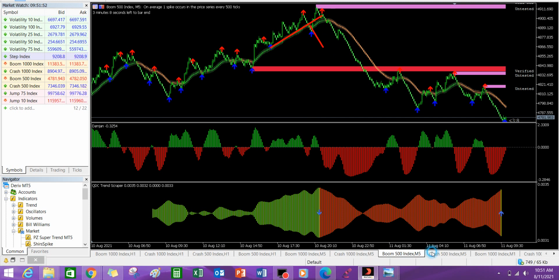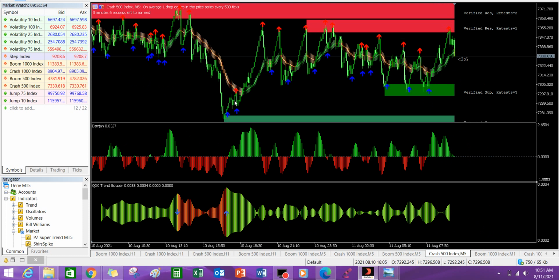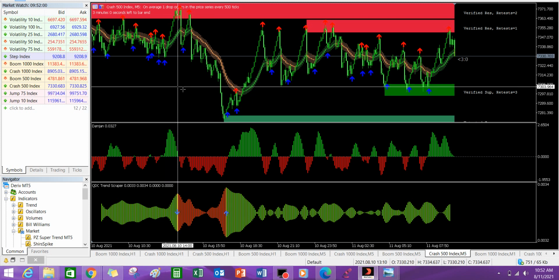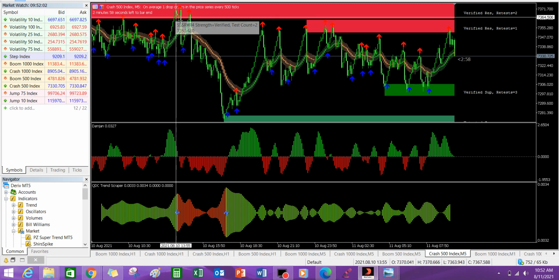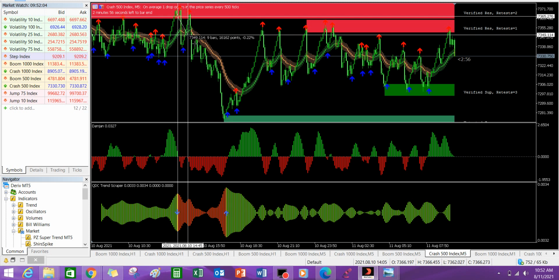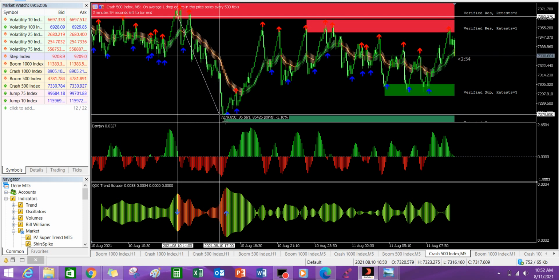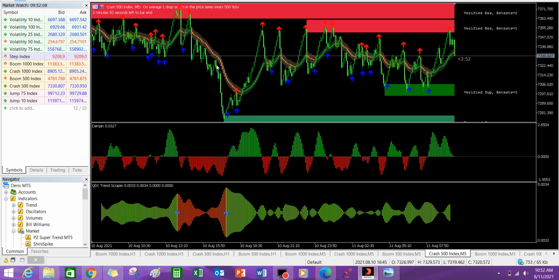Let's check out crash 500. For crash 500, you can see the crash down right here, starting from here. Check it out, starting from here. That is the downtrend area. Check out from here. Check out the way it was crashing and crashing down till it got to this support level. So all these are very, very important.